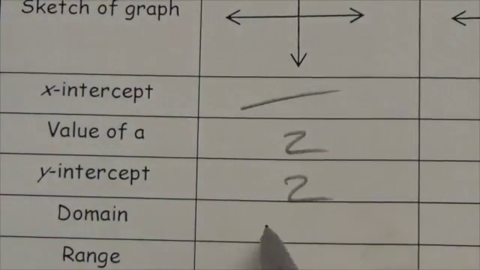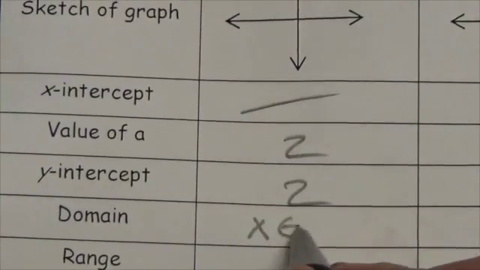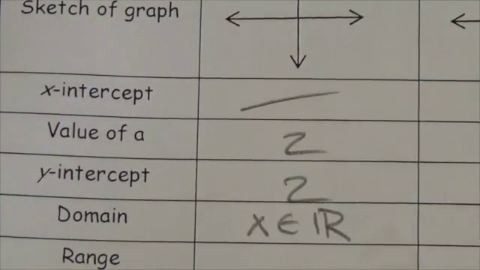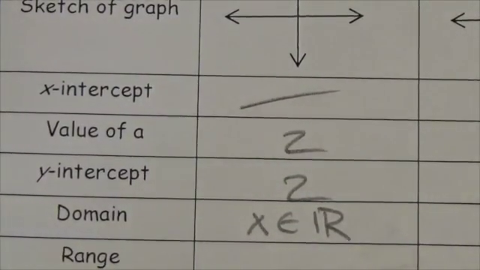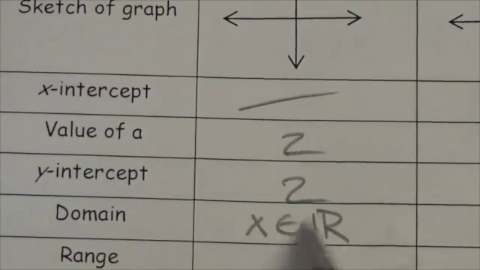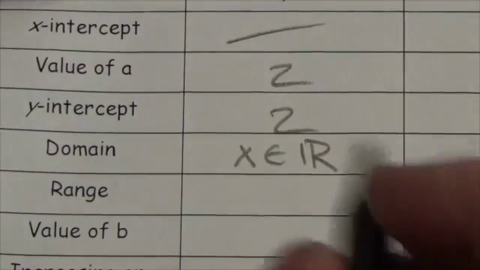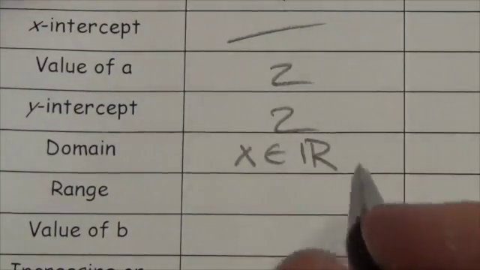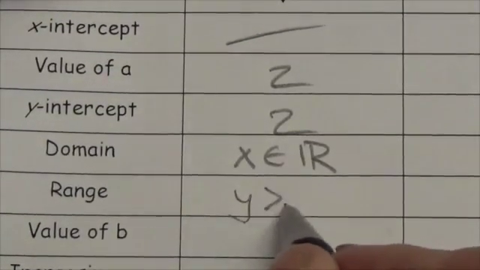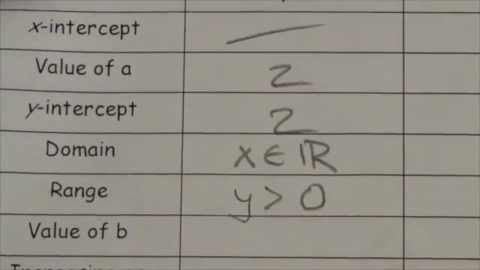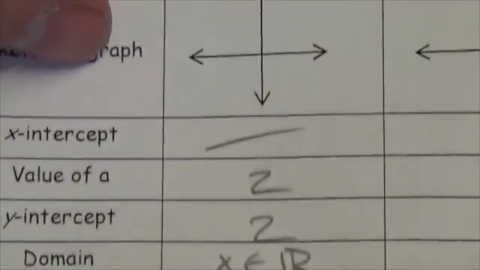Okay. The domain, I know that this is going to be all reals. So x is an element of the set of real numbers. It's any number in the real numbers. The range, I know from before, whether this is growth or decay, is going to be y greater than 0. Not or equal to, just greater than 0.